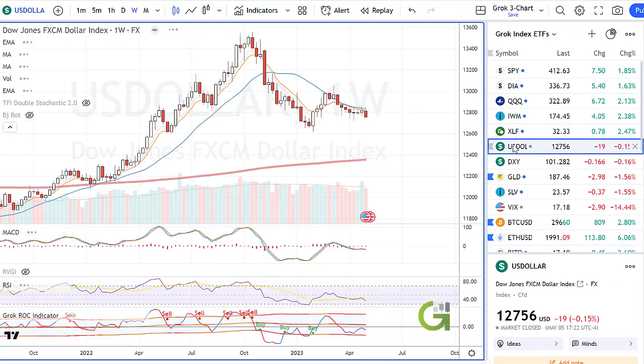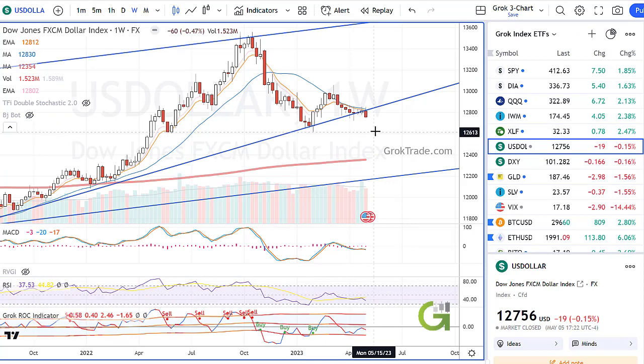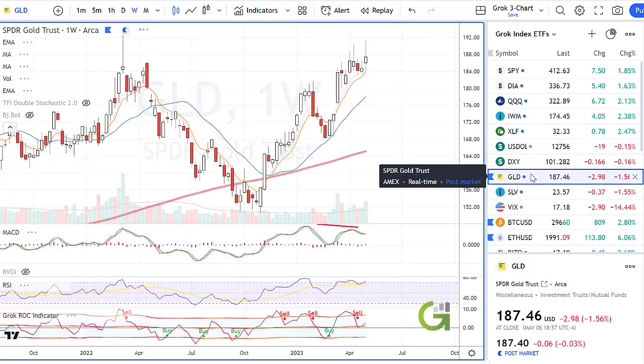US dollar weekly chart broke a trend line this week, guys. That's bad news. This week, the US dollar broke this trend line. No bueno. It's on the wrong side of this trend line. So US dollar goes down. That means gold will go up.